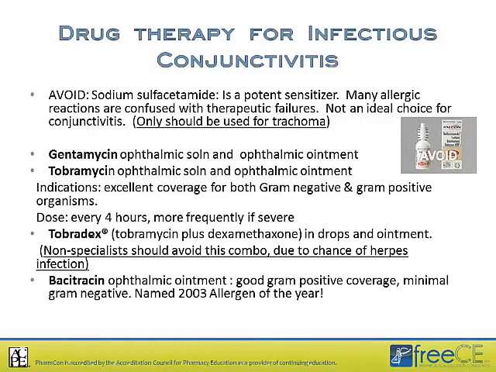Gentamicin and tobramycin are both aminoglycosides that can be used, and they're available as solutions and ointments, and they have excellent coverage of gram-negative and gram-positive organisms. They can be used every 4 hours and more frequently if it's severe. Tobradex is that combination of tobramycin plus dexamethasone. That's available also as a drop in an ointment.